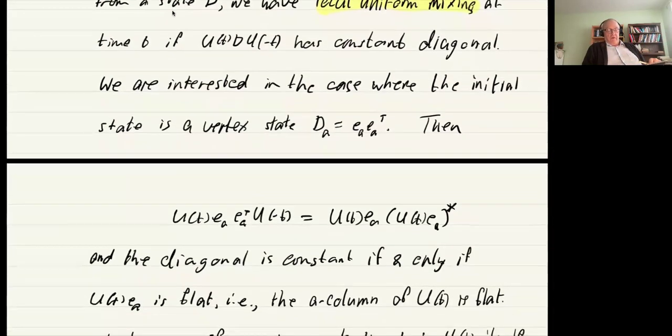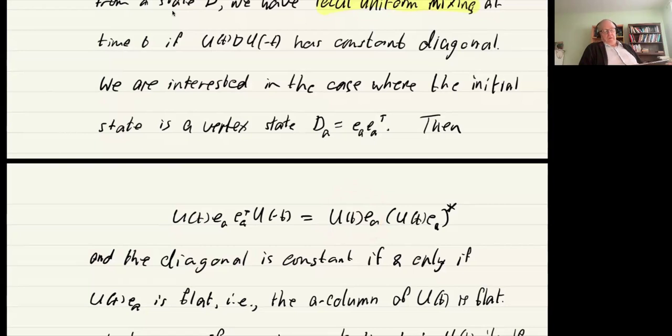Okay, so the point then is if we look at what happens at time t, we have this. And the point of this little calculation is that the left-hand side is the outer product of this vector with itself. Now this is just the a-th column of U(t). Okay, so at time t, you're looking at the outer product of this vector with itself, and you want that to have constant diagonal if you're uniform mixing. Now, if that has constant diagonal, that implies that U(t) e_a is flat. And I'll let you think about that. It's not difficult and it's useful.